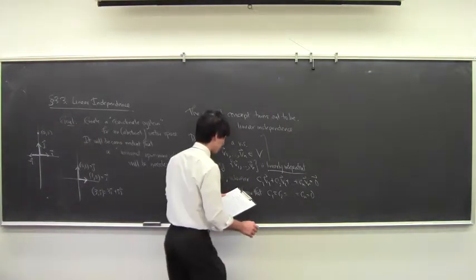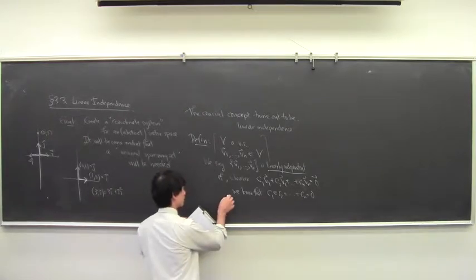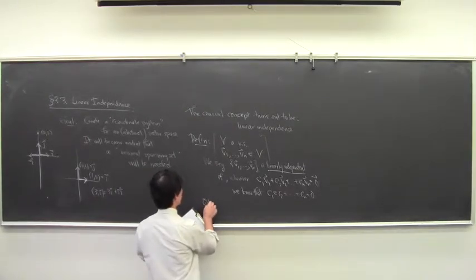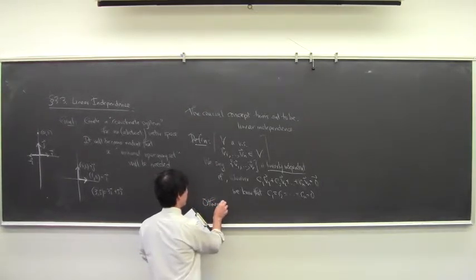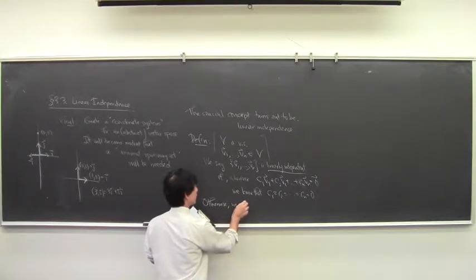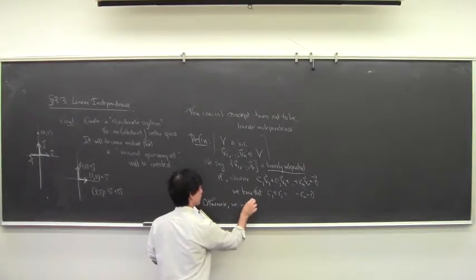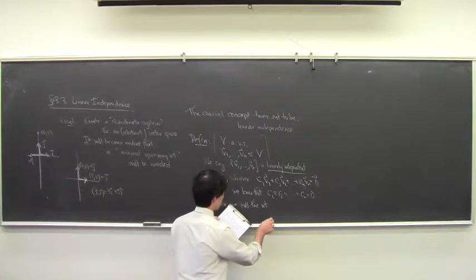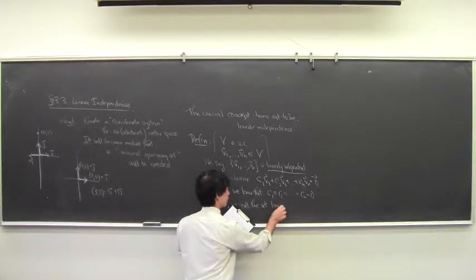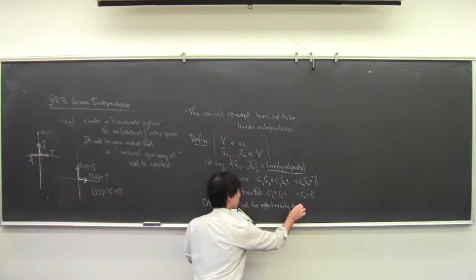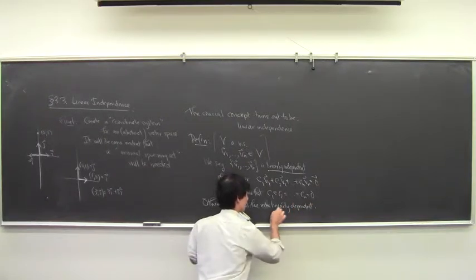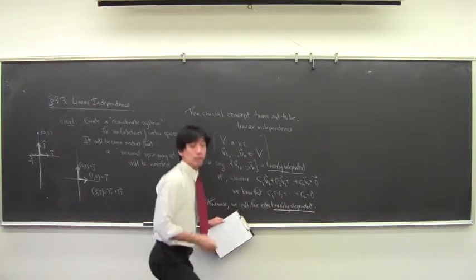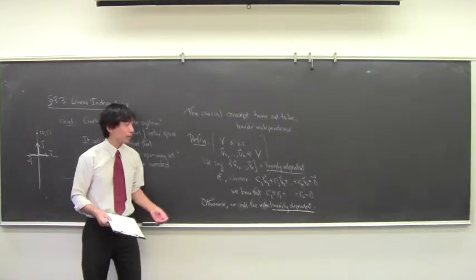Okay. And otherwise, we call the set linearly dependent. We call the vectors linearly dependent. Okay. So linearly dependent means you're not linearly independent.